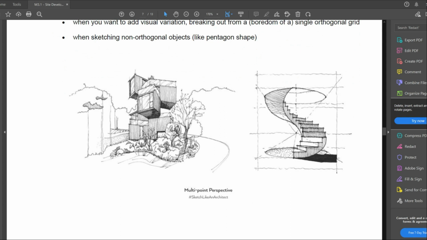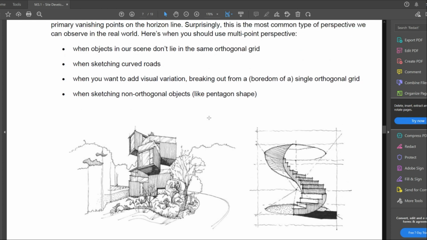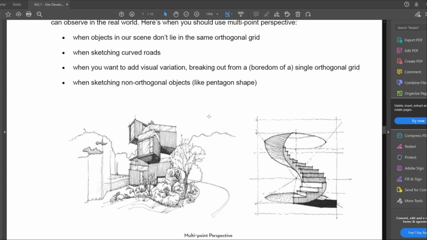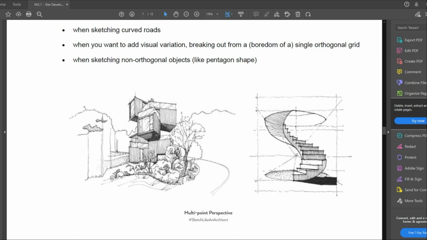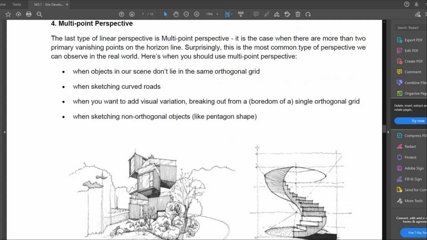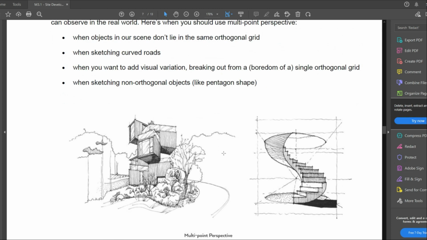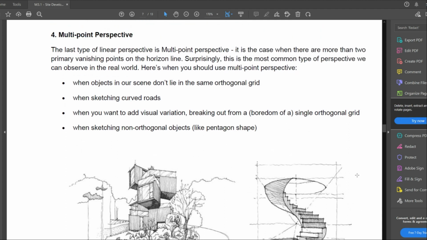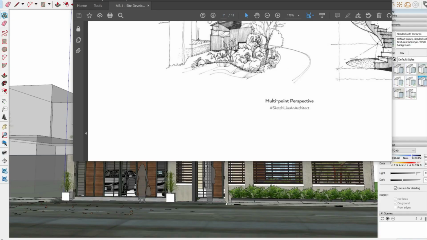So muna siya, multi-point perspective ni siya ginagamit kay wala siya naga-parallel sa isa lang ka grid. And then ang ari, it's also a multi-point perspective, ang winding staircase naton. So mabudlay ni siya if ang imong gamiton is 2-point perspective or 3-point perspective. So that is the time when you use the multi-point perspective.